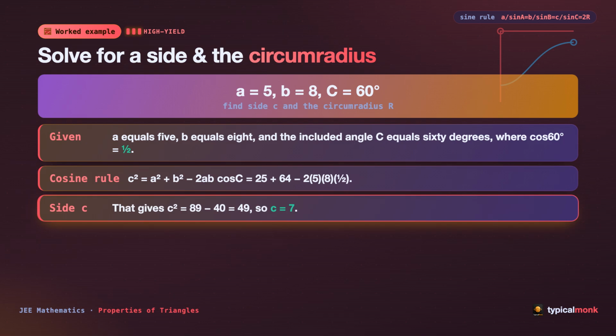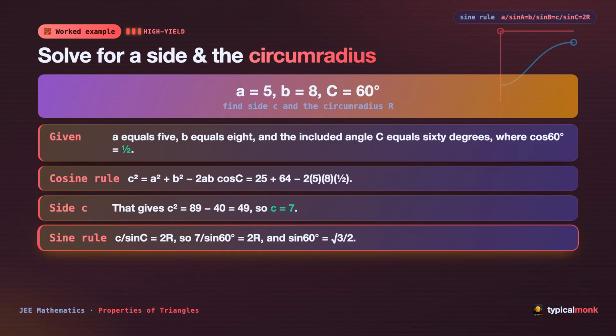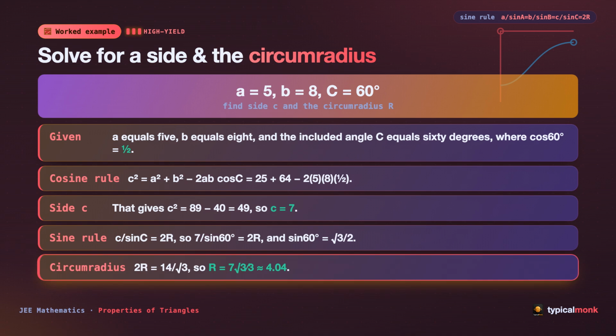Step 3. Work through the arithmetic. That is 89 minus 40, which is 49, so side C equals 7. Step 4. Now bring in the sine rule to reach R. C over sine C equals 2R, so 7 over sine 60 degrees equals 2R, and sine of 60 degrees is root 3 over 2.